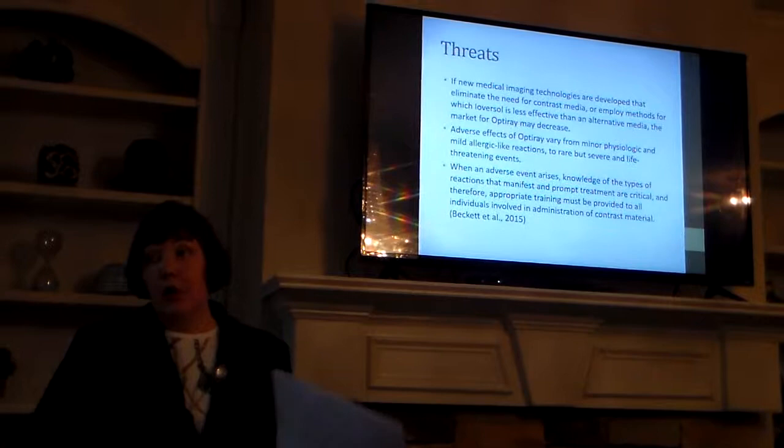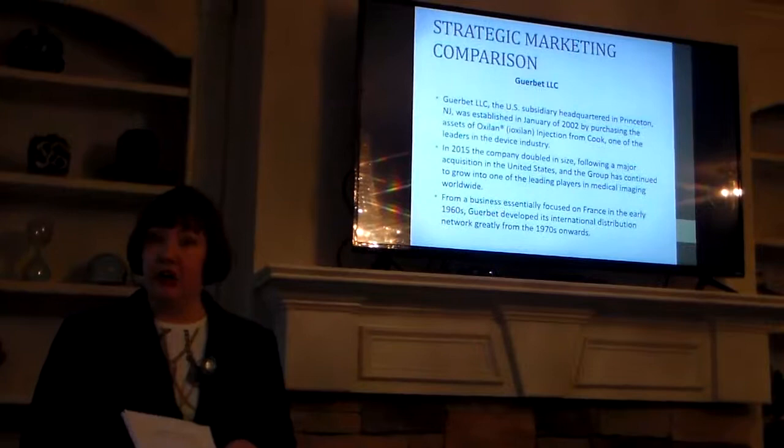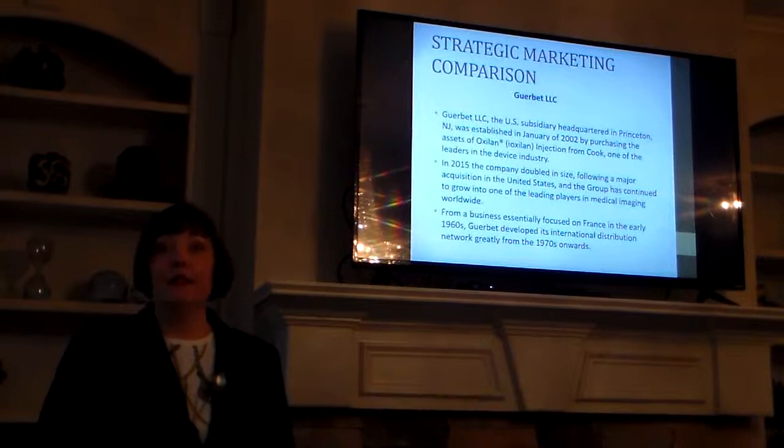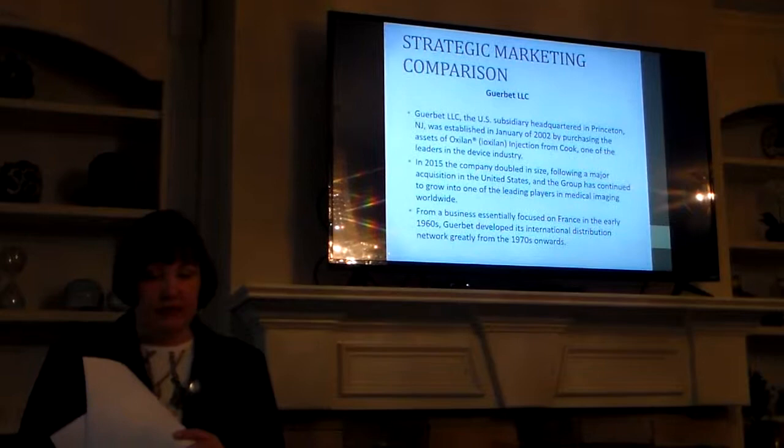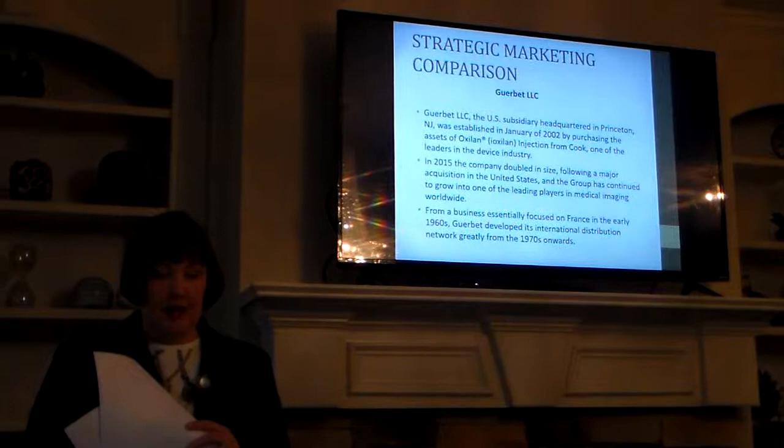Strategic marketing comparison. So let's compare Guerbet LLC and Mallinckrodt. Okay, so for Guerbet, the U.S. subsidiary headquarters in Princeton, New Jersey was established in January of 2002 by purchasing the assets of Optiray injection from Cook.